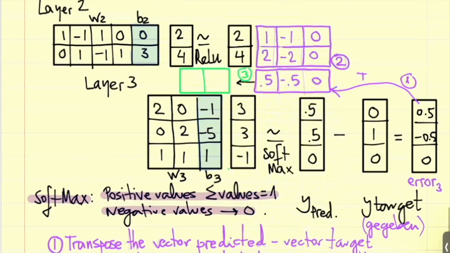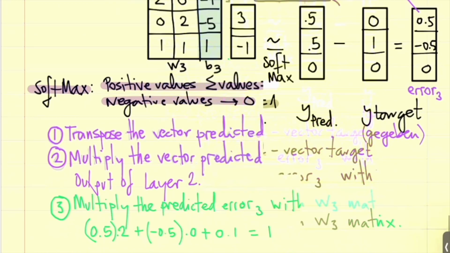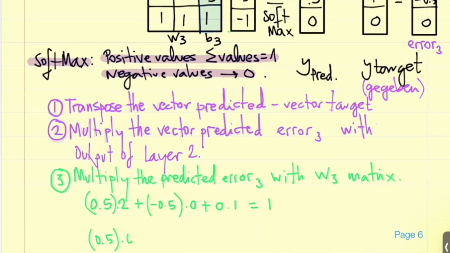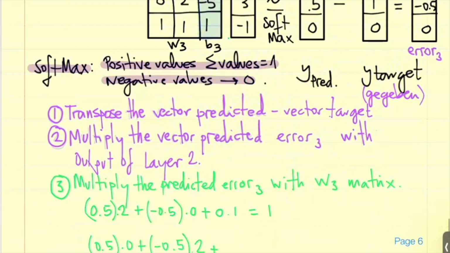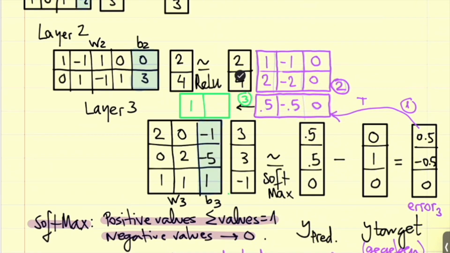If we do the same with the next column of the weight matrix, 0.5 times 0 plus minus 0.5 times 2 plus 0 times 1. This equals minus 1. So we get here 1 and minus 1. Okay? And this, again, we bring here. And now we repeat. Number 4, we transpose. Okay? 1, minus 1.